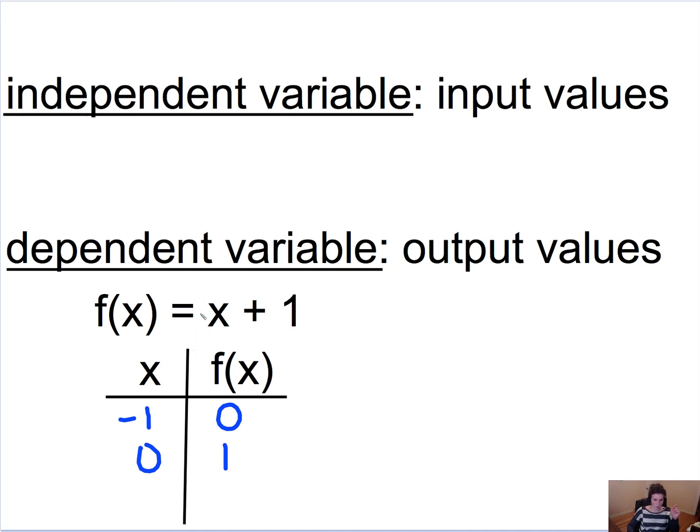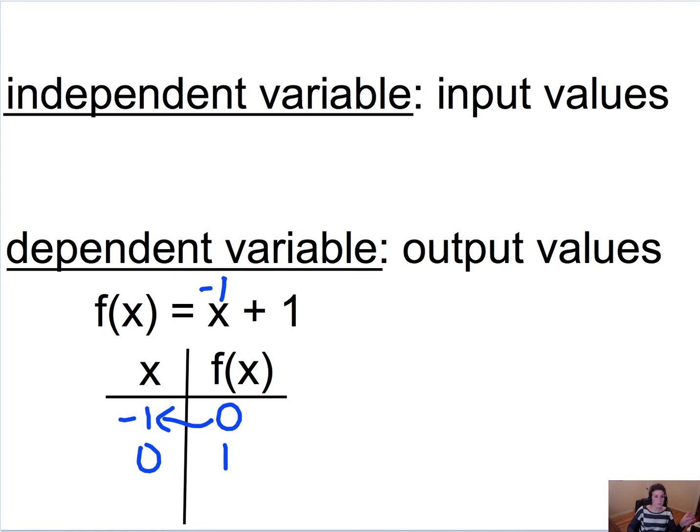Notice what's going on here. My x value, I'm choosing the x value. I chose that it was -1. That is the independent variable. It's not depending on anything else. However, the f of x, the output, depends on what our input value was. That's why it's called the dependent, because it depends upon what our x value was that we plugged in.